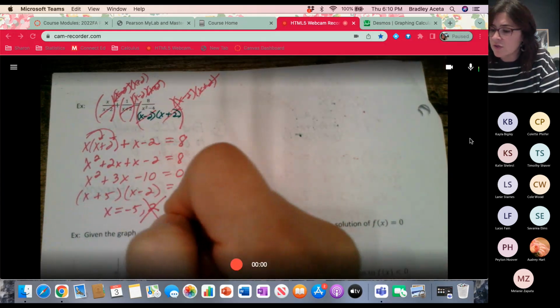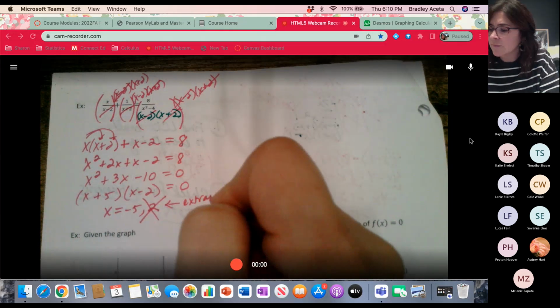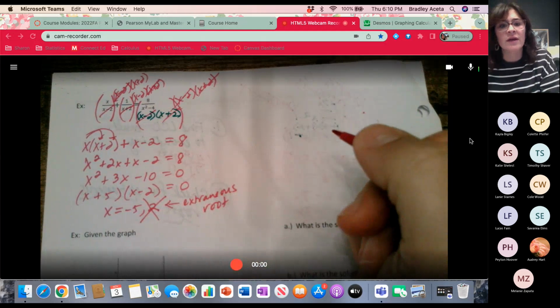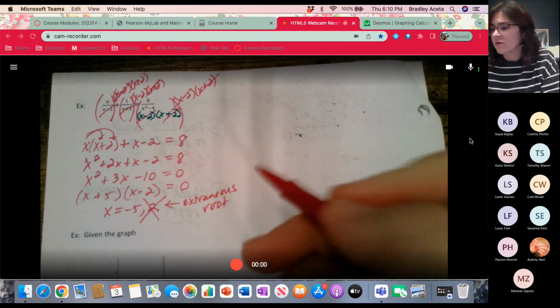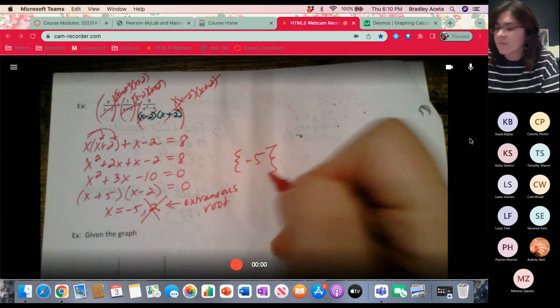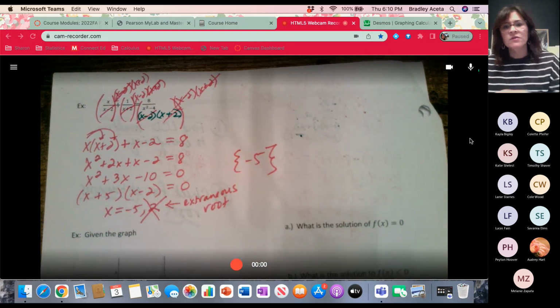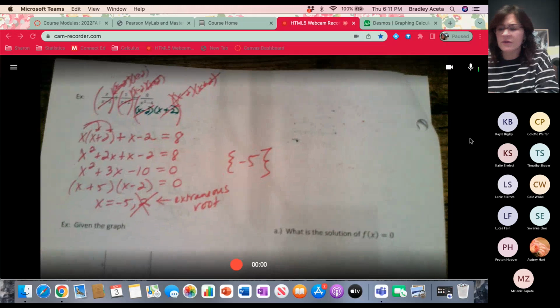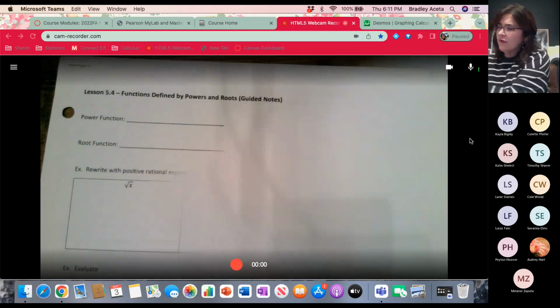This is called an extraneous root. It's an extra root that just doesn't work out correctly for my fractional equations. So the only solution to this one is negative 5. So that was an example really of what an extraneous root is. And you'll have one of those on homework tonight. Let's go back to the front page.